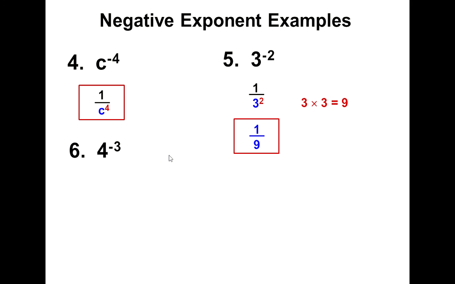4 to the negative third power. We would put 1 in our fraction bar, keep the base of 4, but change the exponent, negative 3, to a positive 3. 4 cubed can be simplified. So our answer will be 1/64.